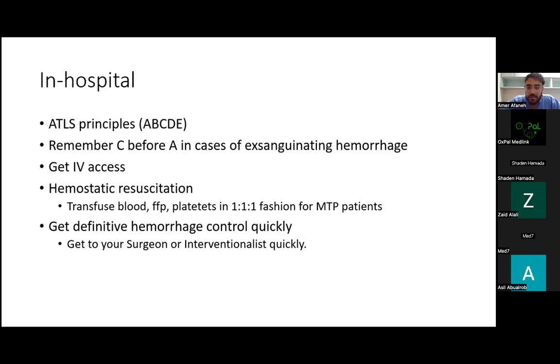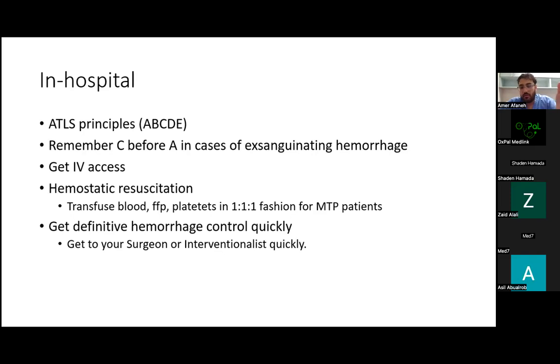Obviously, this is based on availability, right? This is very resource dependent. But studies show that when patients get these blood products in a ratio close to 1 to 1 to 1, they have better outcomes. And that's because it helps with the coagulopathy of losing a lot of blood.